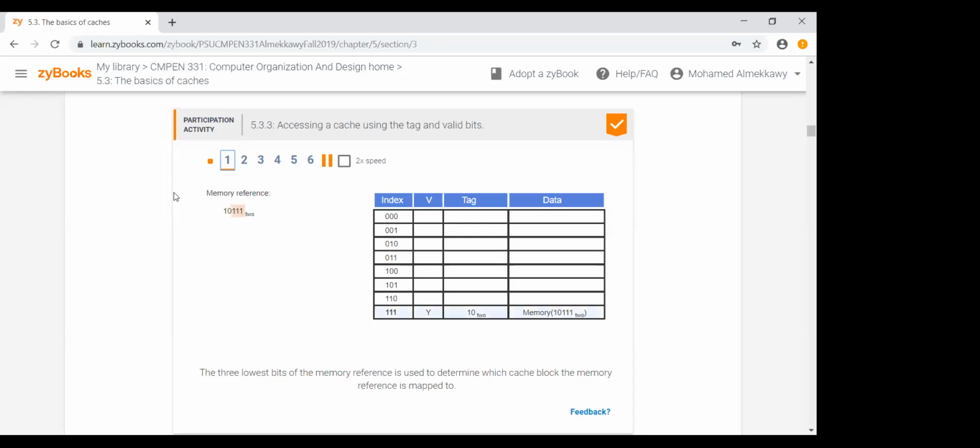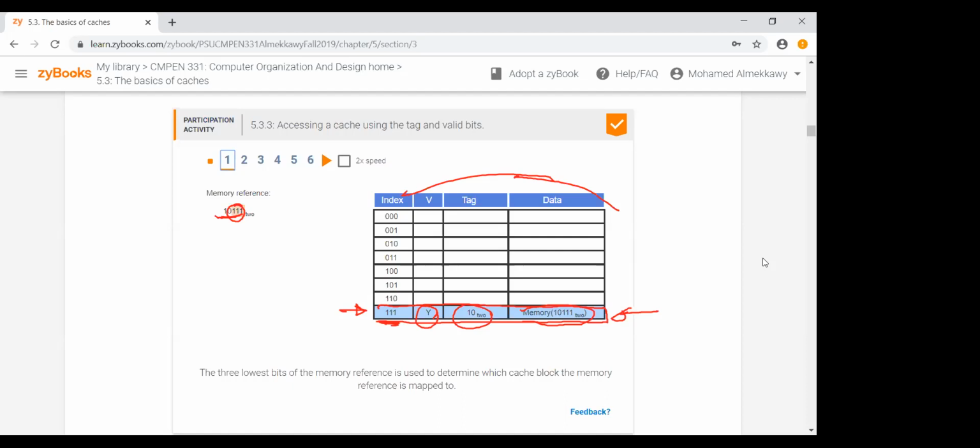Let's go over this example. Assuming that this is my cache, and that I have a memory reference that is 1, 0, 1, 1, 1. I would like to see if this is available in the cache or not. At index 1, 1, 1, I have my validity bit as yes, it is valid. I have the tag as 1, 0, and this is my memory location. So if you look at the first 3 bits, 1, 1, 1, I know that it should be in this particular location, 1, 1, 1.